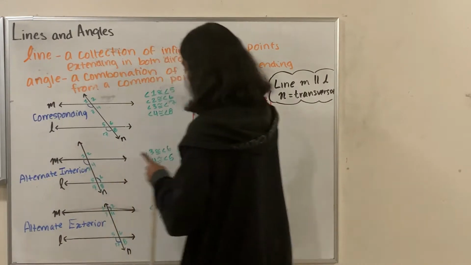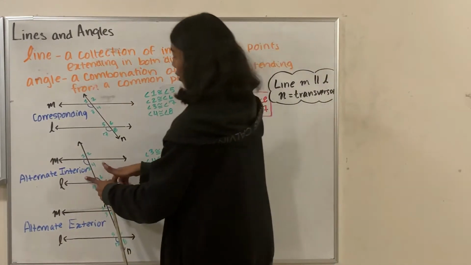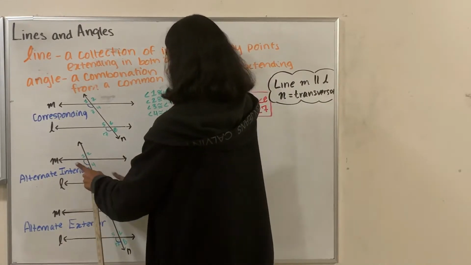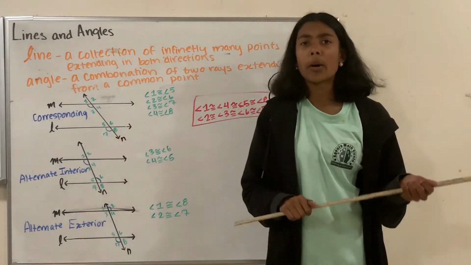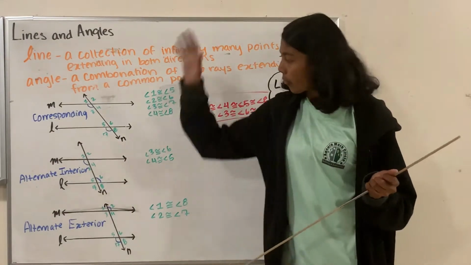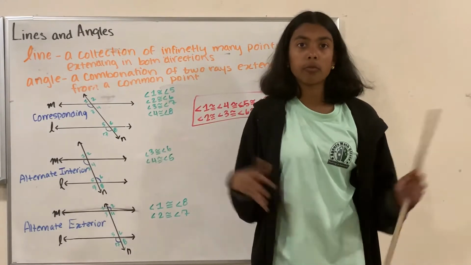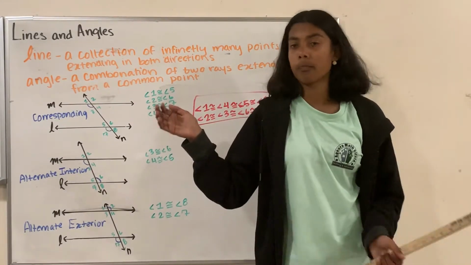So angle 3 and 6 are congruent, and angle 4 and 5 are congruent. See? They're alternate to one another. You can also develop a bunch of other relationships from these three main ones, but we're going to focus on these three. From there, you can do whatever you want.